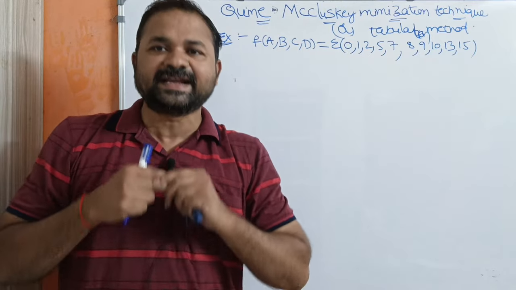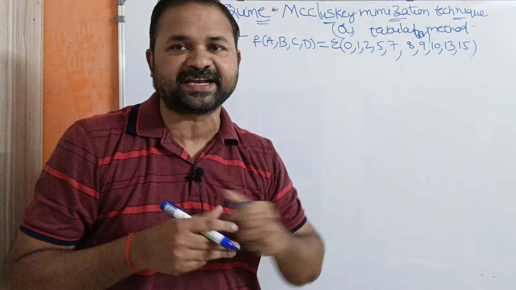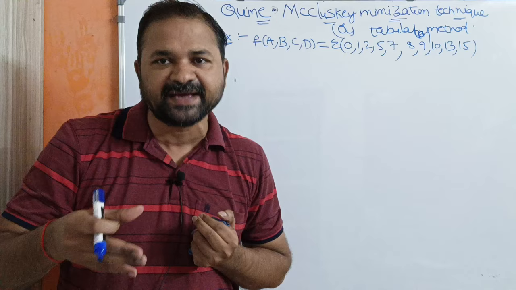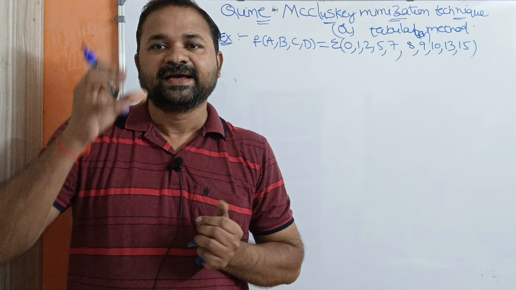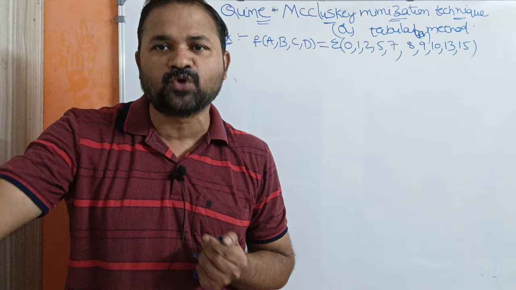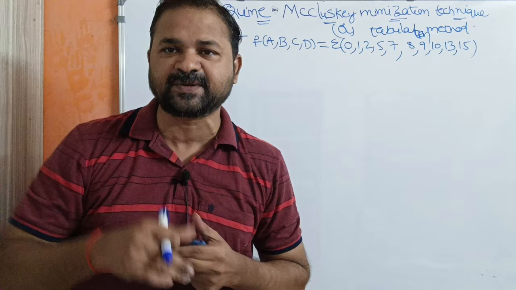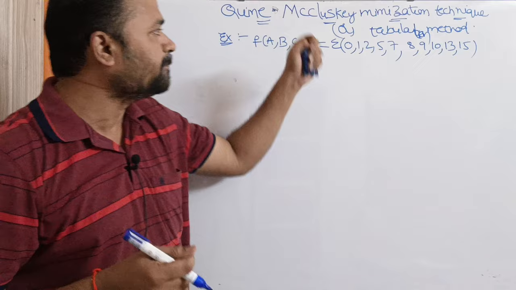Now let us discuss the Quine McCluskey minimization technique, which can also be called the tabulation method. We know that by using a Karnaugh map we can also minimize a Boolean expression. But the problem with the Karnaugh map is that it can accept up to 5 variables only: 2, 3, 4, up to 5 variables. If the expression contains more than 5 variables, then it is not possible to minimize the expression with the help of the Karnaugh map. So on that occasion, we have to go for the Quine McCluskey minimization technique.